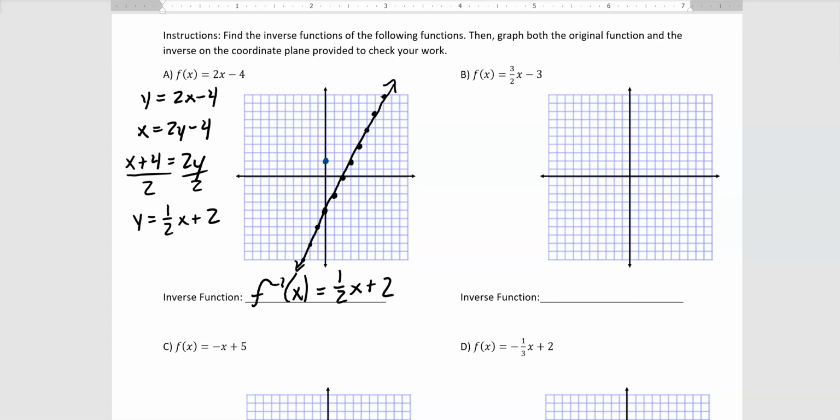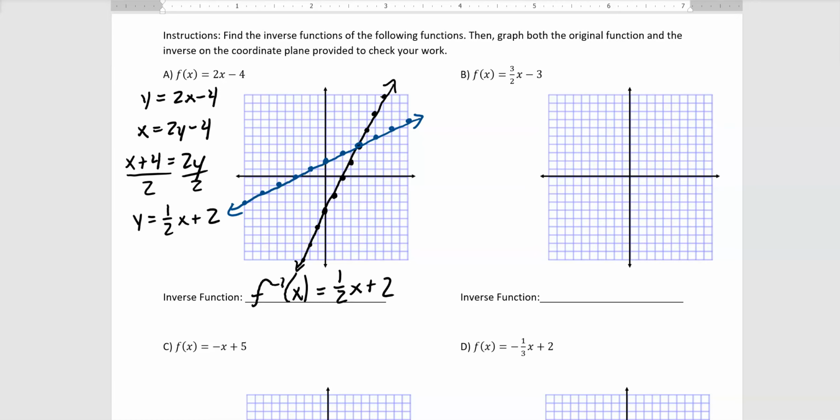All right, 1/2 x plus 2 for our inverse, so we'd have a positive 2 right there, and then we go up 1, right 2, repeating, and down 1, left 2, repeating. Excellent. Connect our dots to the best of our ability. Beautiful. And then by doing that, we can see quite clearly that y equals x is a line of symmetry. So that tells us we're doing everything pretty darn well.